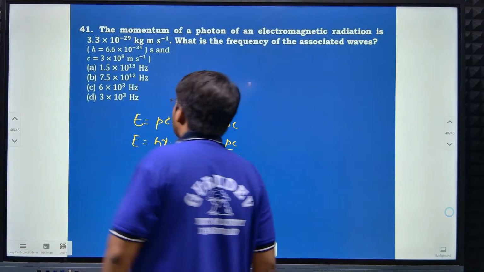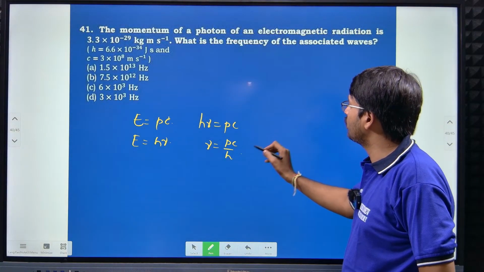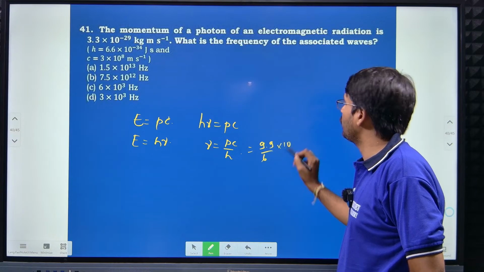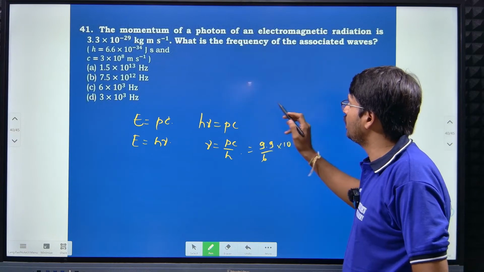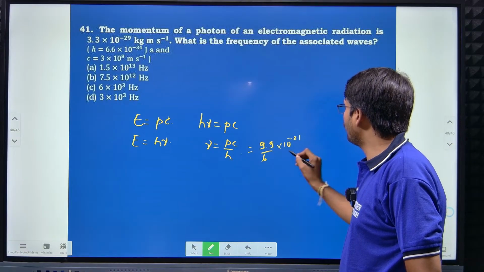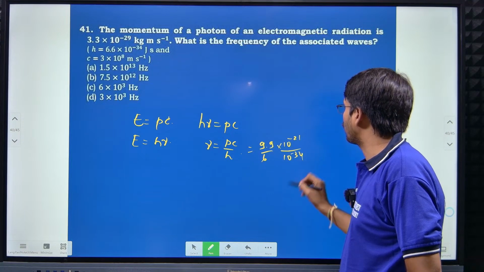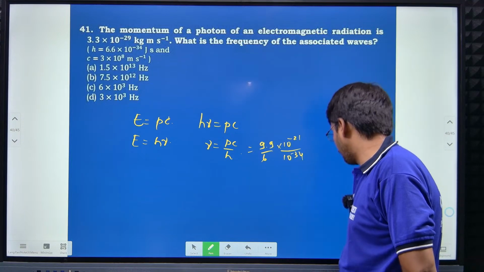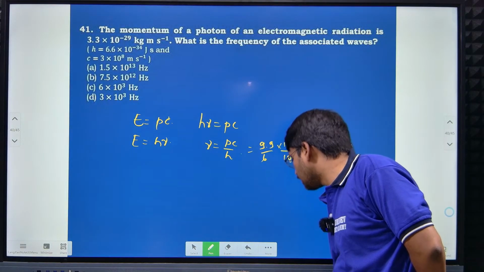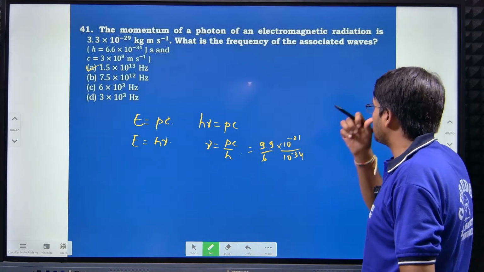So you can just substitute and simplify this. P is 3.3, multiplied by C gives 9.9, divided by 6. Here the power becomes 10^-29 into 10^+8, so 10^-21, divided by h, that is 10^-34. If you do this simplification, you will get the right answer as 1.5 × 10^13.